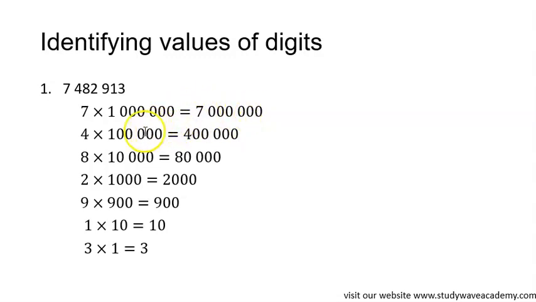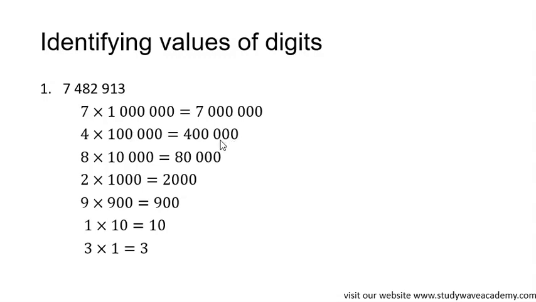Then the digit 4 is in the 100,000 place, right? So its value is 4 times 100,000, okay? Which is equal to 400,000.